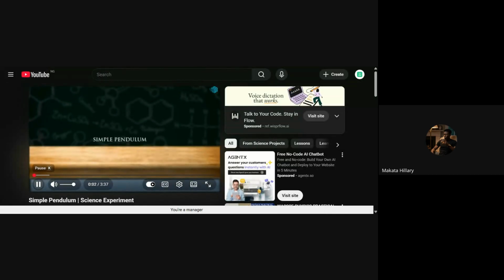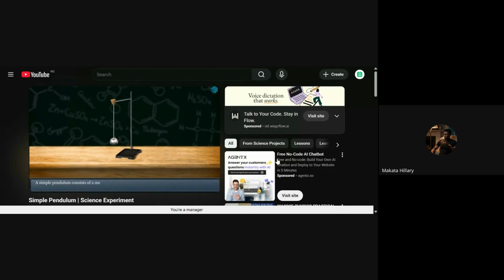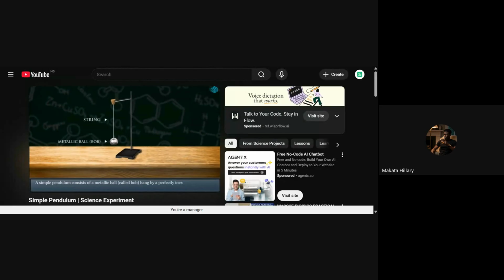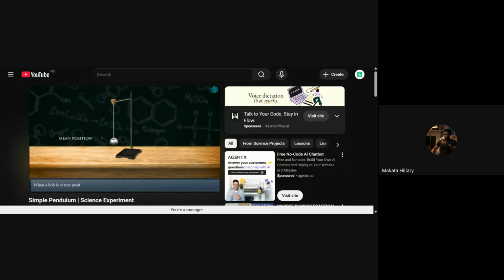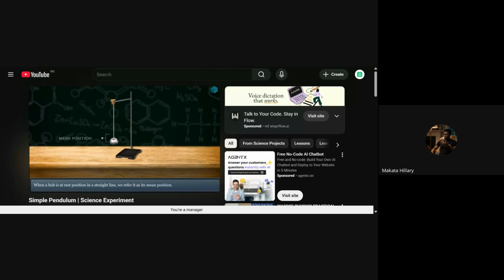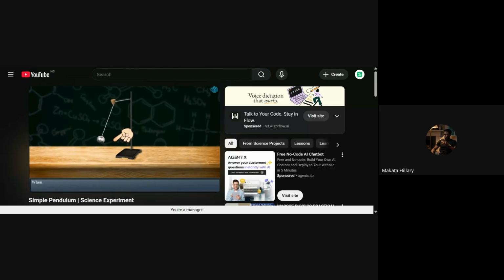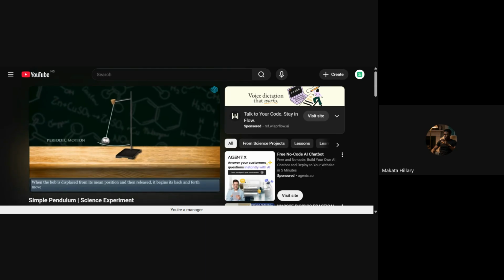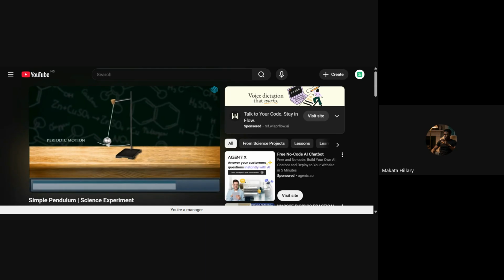A simple pendulum. A simple pendulum consists of a metallic ball called bob, hung by a perfectly inextensible and weightless string. When a bob is at rest position in a straight line, it is in its mean position. When the bob is displaced from its mean position and then released, it makes to and fro movement about its mean position.